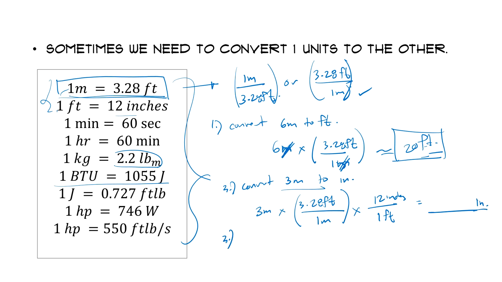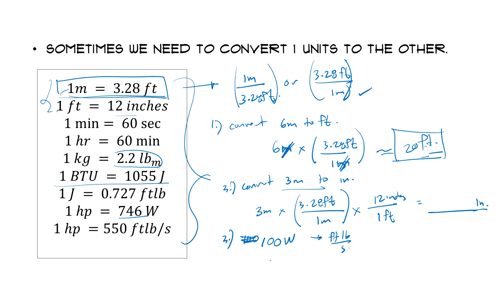And then last, let's say we want to convert 100 joules per second, or maybe we'll use this 746, or let's just say 100 watts. So 100 watts convert to foot-pound per second.